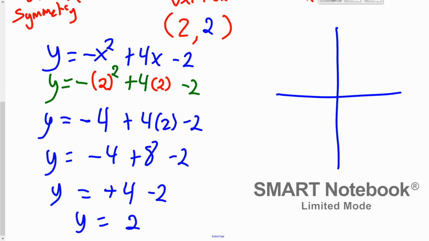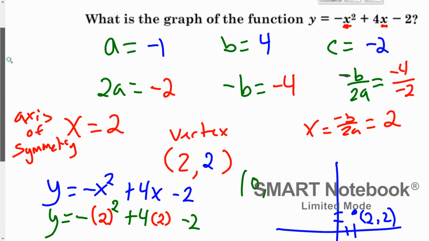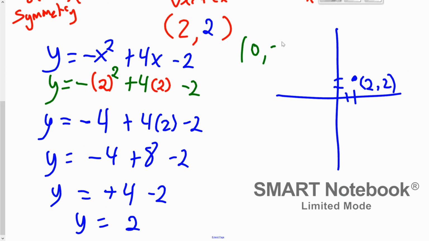Go ahead and graph it. Pause the video if you need to. Alright, so I'm going to go right 2, and then up 2, and then put my point. So there's my vertex, 2 comma 2. Now I plug in 0, and it's always going to be my c. So what's your c? Pause the video. Okay, it's negative 2. So we go down 2, put our point. Go ahead and draw half of your graph. Pause the video. Okay, so there's half of it.